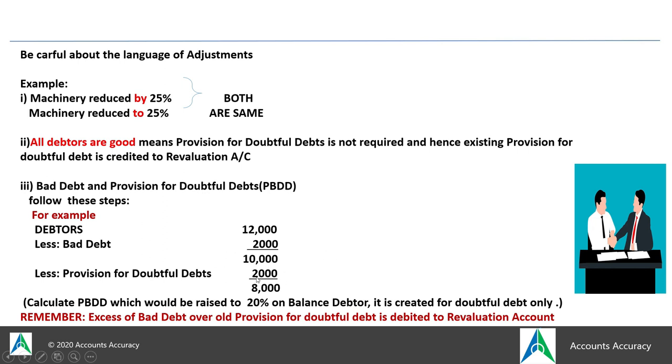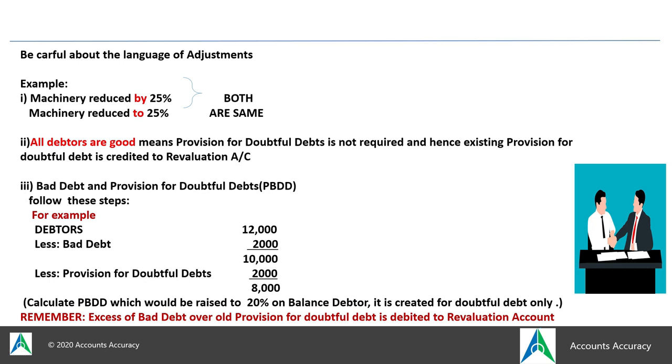So on actual debtors, that value of doubtful debt will be created. Here it's been given 20% was required to be created, then 20% of 10,000 is 2,000 and you will create provision of 2,000 on this 10,000, not on 12,000. And after that, the 8,000 will be the value of debtors.